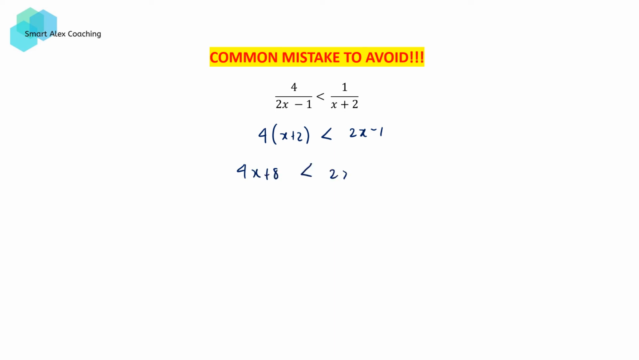is less than 2x minus 1, or 4x plus 8 minus 2x plus 1 is less than 0. And then simplifying this, 2x plus 9 is less than 0. And then solving this, they're going to get x is less than -9 on 2, or in other words, -4.5. And of course, whilst this is one of the solutions that we did obtain, by doing this, they actually miss out on the other set of solutions.